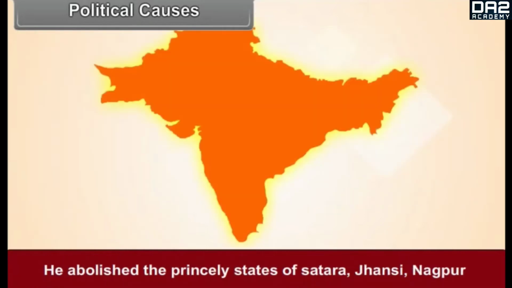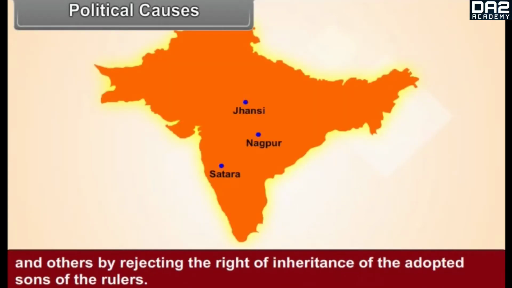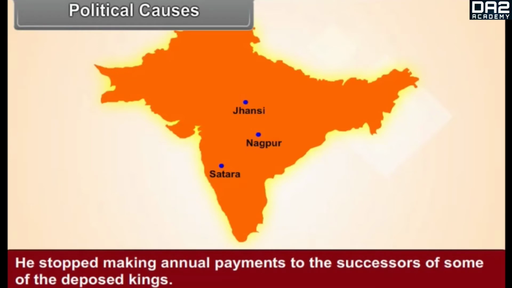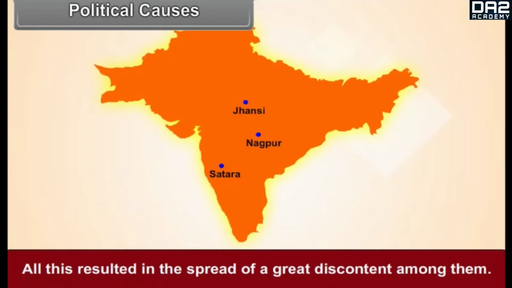He abolished the princely states of Satara, Jhansi, Nagpur and others by rejecting the right of inheritance of the adopted sons of the rulers. He stopped making annual payments to the successors of some of the deposed kings. All this resulted in the spread of a great discontent among them.